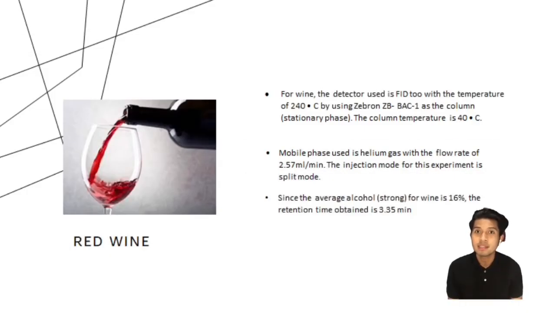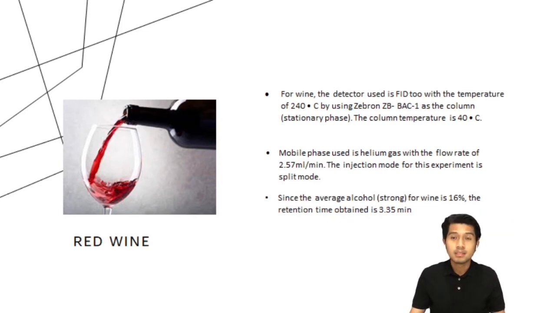For wine, the detector used is the FID with a temperature of 240 degrees Celsius, using Zebron as the column. The column temperature is 40 degrees Celsius. The mobile phase used is helium gas with a flow rate of 2.57 ml per minute. The injection mode for this experiment is split mode. Since the average alcohol for wine is 16%, the retention time obtained is 3.35 minutes.